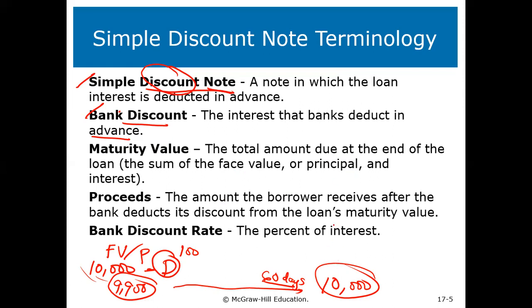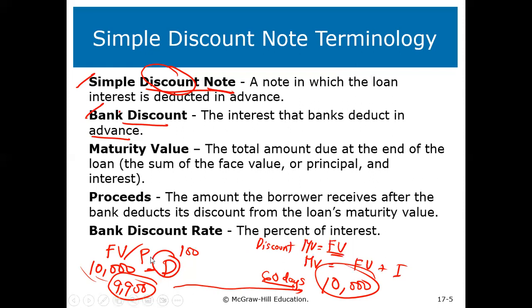So it depends on the nature of the transaction. If it's a discount, then what you pay will be the face value itself. That's the maturity value will be equal to the face value for a discount. On the other hand, if it's an interest, what you pay, the maturity value, will be equal to the face value plus the interest. Okay, so that's a difference.